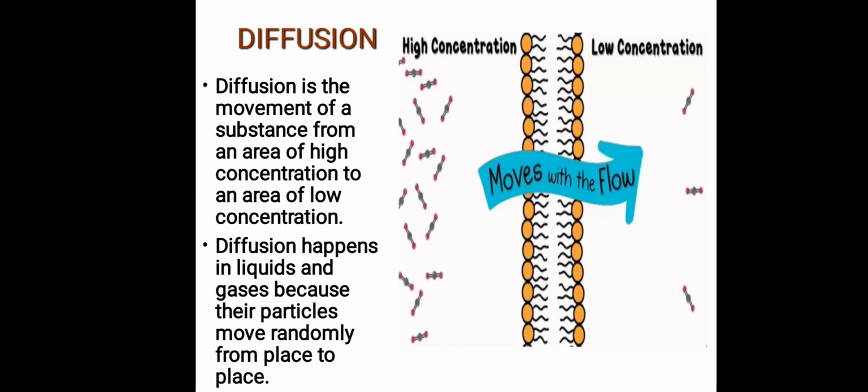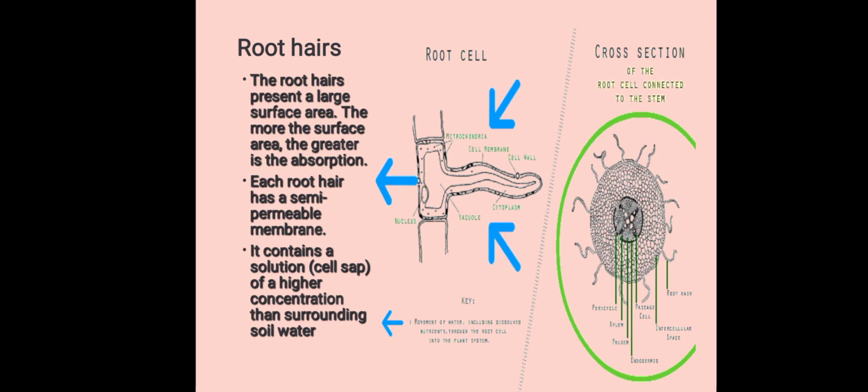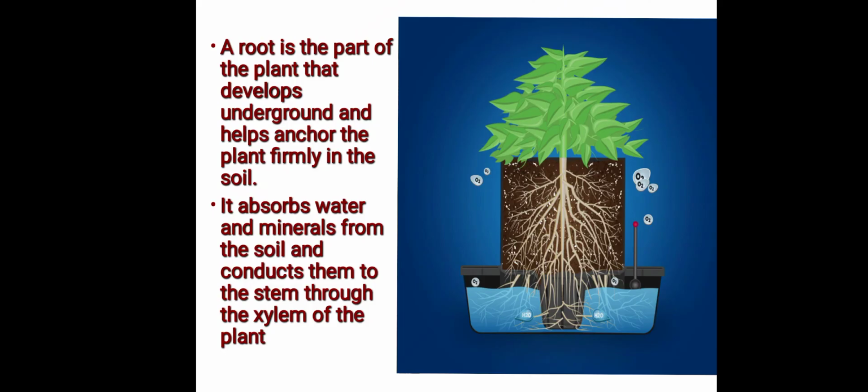So class, this is what we are going to learn for today. We have learned about the movement of water molecules: diffusion, osmosis, and active transport. Diffusion is the movement of a substance from an area of high concentration to an area of low concentration. We have learned about root hairs. The more root hairs, the more surface area, and each root hair has a semi-permeable membrane.